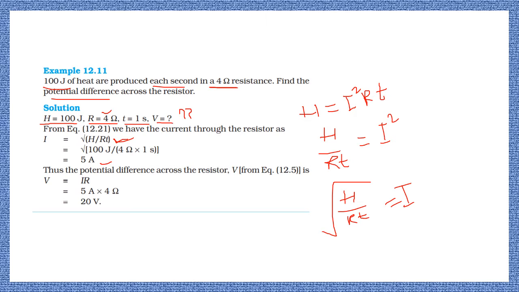Now you are having the value of I and you are having the value of R. So I think you can find out the value of V easily. V is equal to IR. This is Ohm's law. Okay, 20 volt.